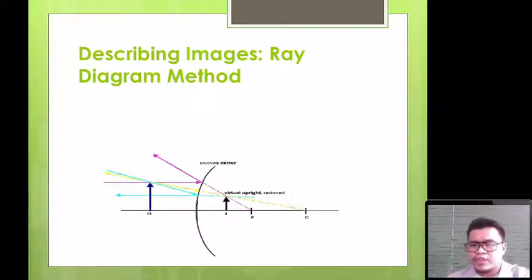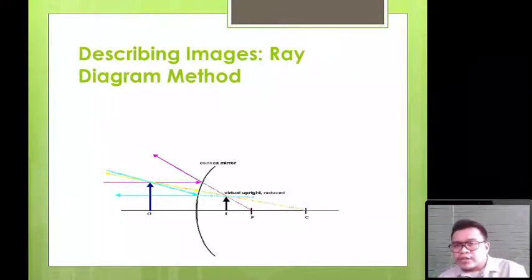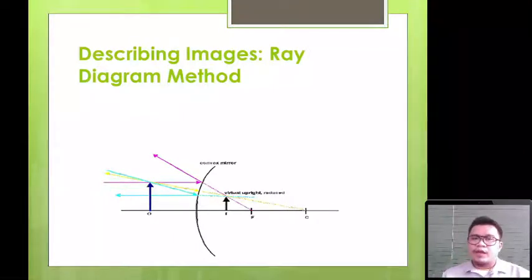So, what does it show us? The ray diagram method depicts how light rays reflect when they hit the mirror. And by analyzing how these reflected rays bounce back from the mirror, we can actually predict the characteristics of the images formed by concave or convex mirrors. So let's discuss that right now.